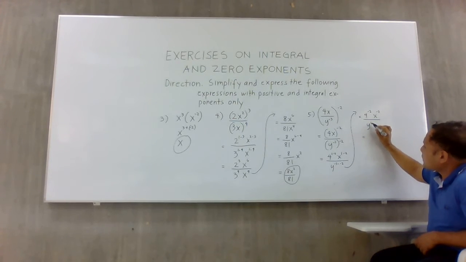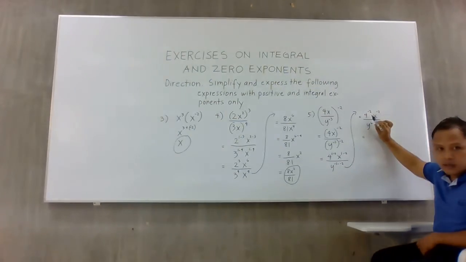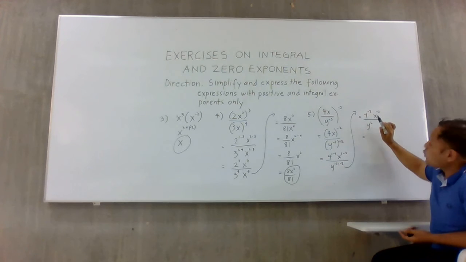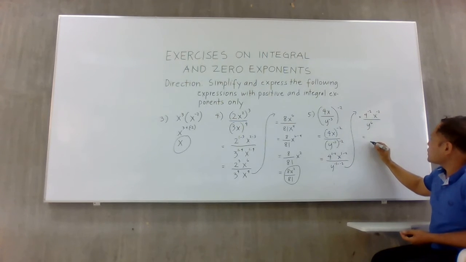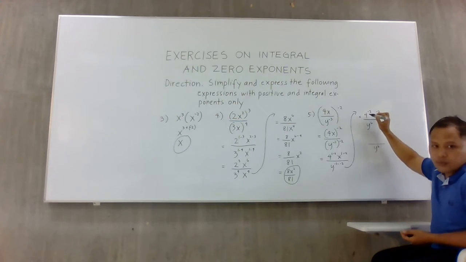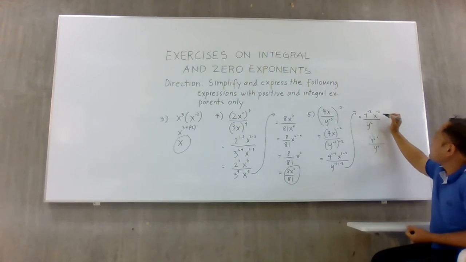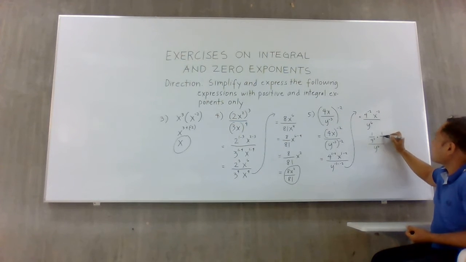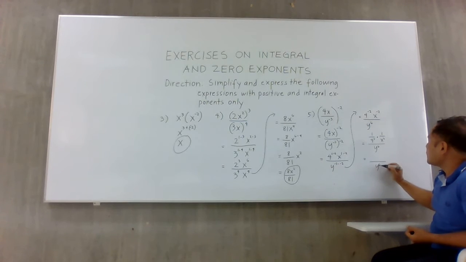The denominator has a positive integral exponent. The problem is that the numerator has negative exponents. So we have to reciprocate each factor in the numerator. We just copy the denominator and we reciprocate this one. So it becomes 1 over 4 squared times this one is also reciprocated, must be reciprocated. So 1 over x squared. Okay, copy the same denominator.